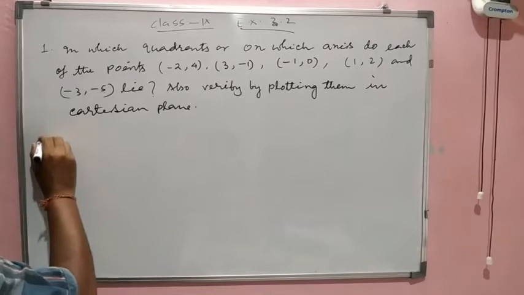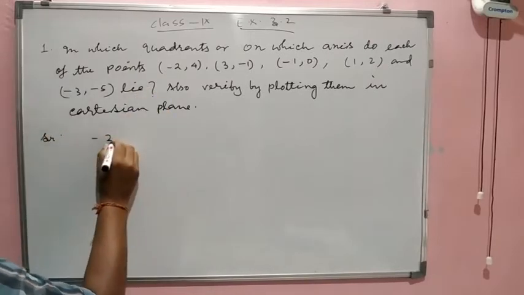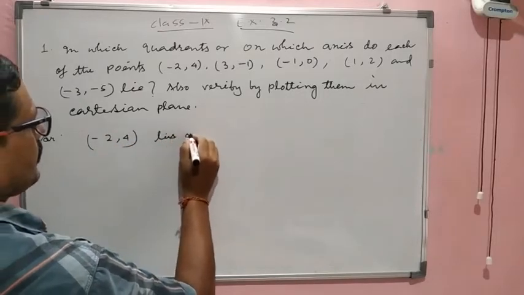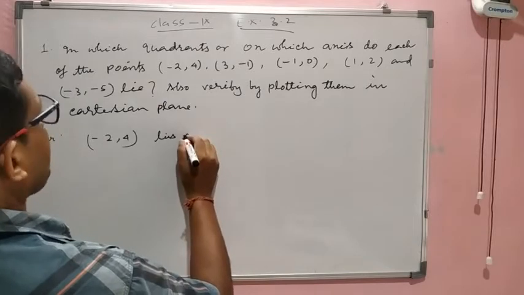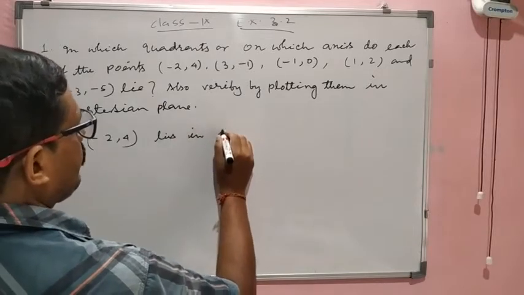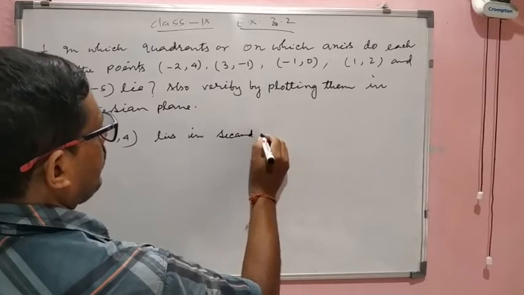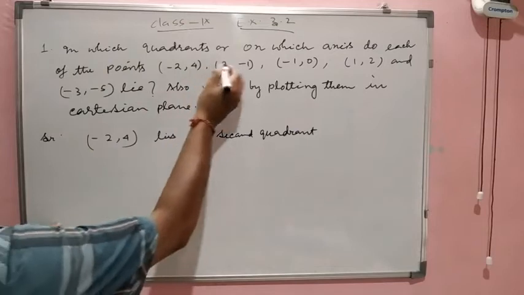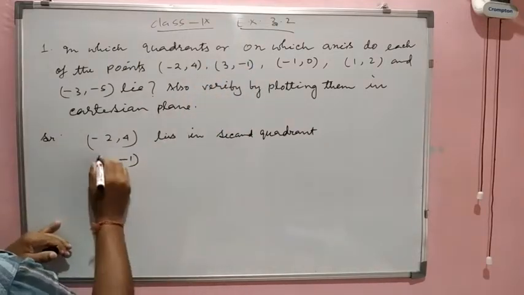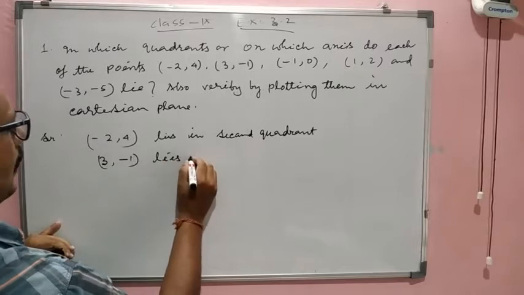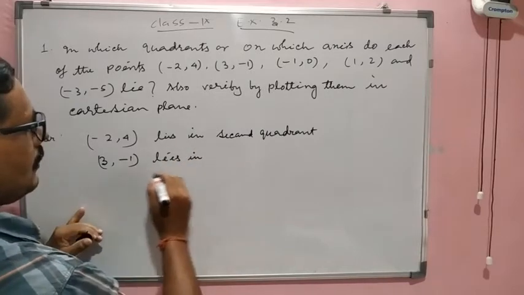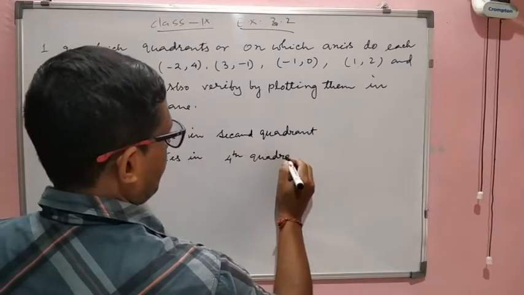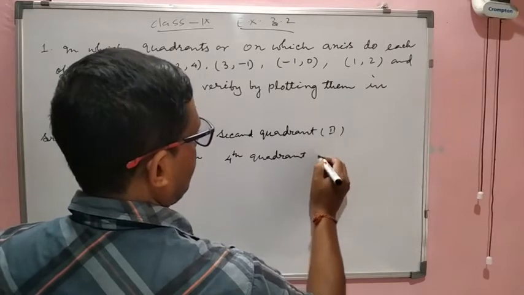So, solution. (-2, 4) definitely lies in the second quadrant. Then (3, -1) lies in the fourth quadrant.